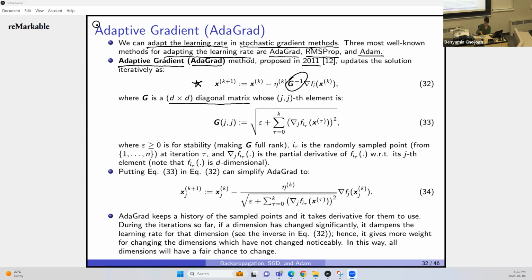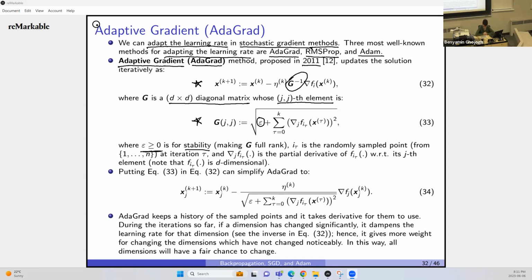Okay. In a neural network, D is the dimensionality of the weight. So its jth element is this. As I said, it's diagonal. So its jth element is equation 33. Let's see that. So this epsilon in this equation here is for stability.